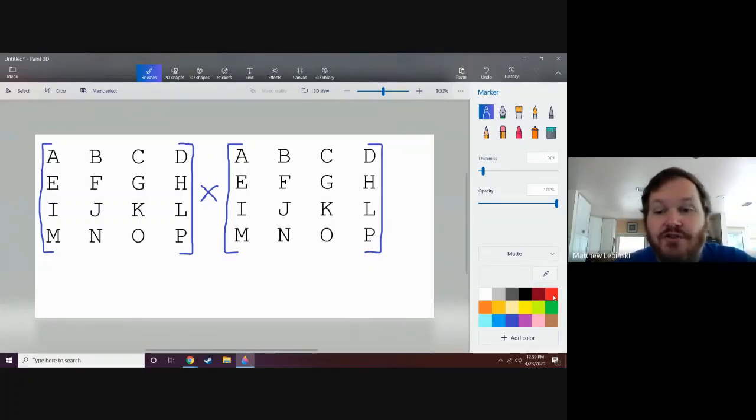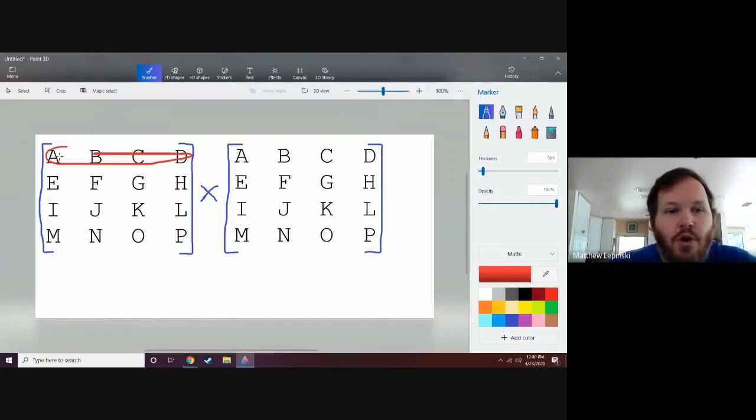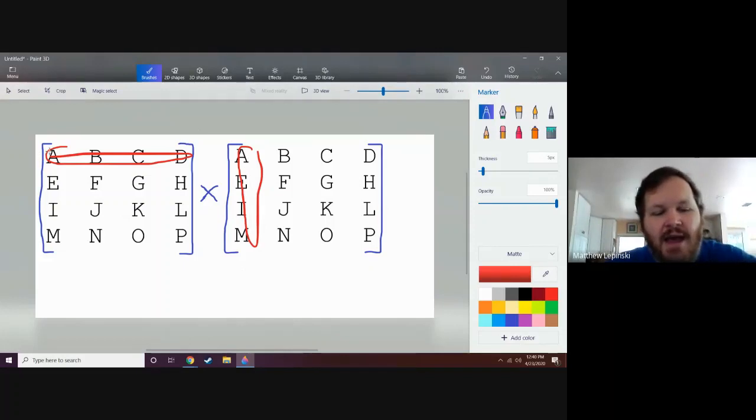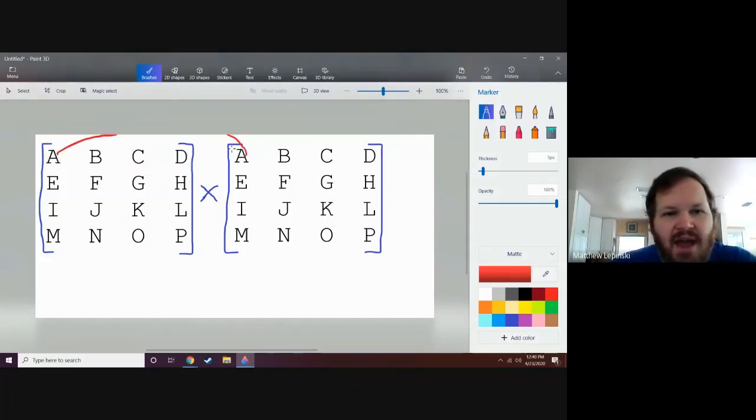to do matrix multiplication. If you're a little out of practice on this, to multiply matrices, we go across the row and down the column. If I'm trying to figure out the top left item in the answer, I multiply this matrix by this matrix. I pair up this row and this column: A times A, B times E, C times I, D times M. Pairing up corresponding entries of this row and this column is the heart of matrix multiplication.